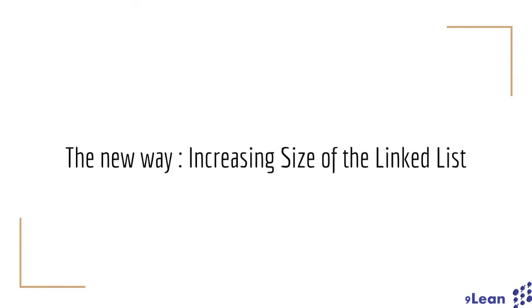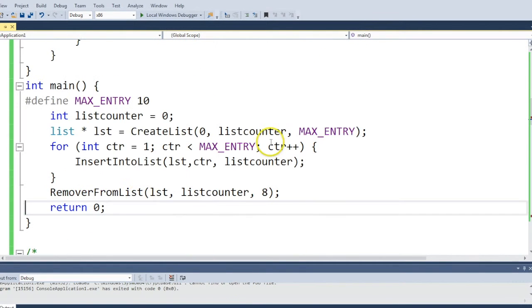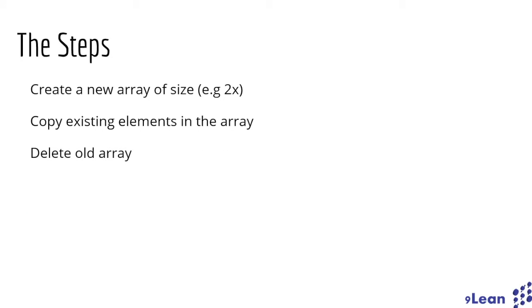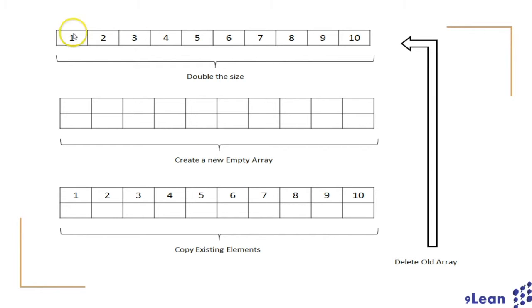You have created a list with a predefined size, max entry. What is needed if we need to increase the size? It's very easy to increase the size, and here is the logic about it. Here are 3 steps. Create a new array of larger size. You can do 1.5x, so if there are 10 elements, the new size will be 15. I'm just taking 2x as an example. Copy existing elements and delete the old array. So basically, you double the size and create an empty one, copy the elements, and delete the old array.